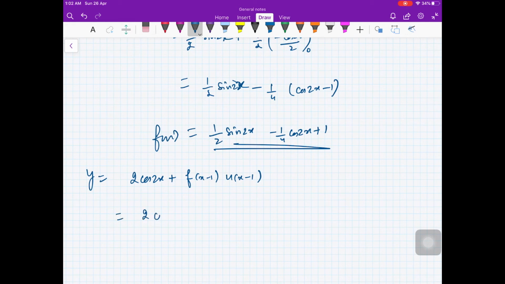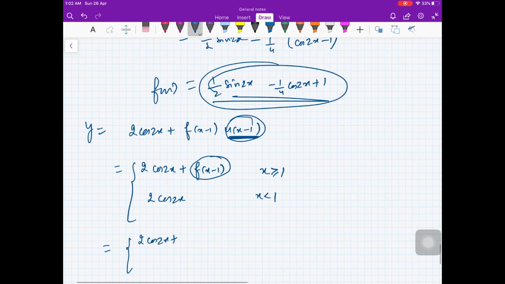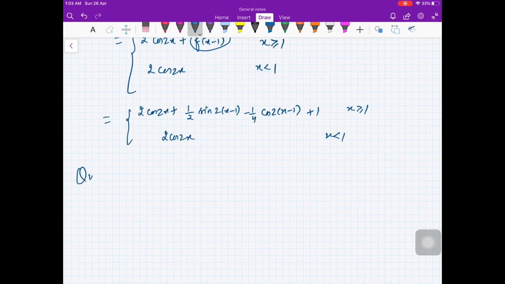You can just write it like this, or you can simplify it. So this is 2 cos of 2x plus f of x minus 1 for x greater than or equal to 1, because then it will take this value, and otherwise it takes 0. So you have 2 cos of 2x for x less than 1. Now you put f of x minus 1, replacing x with x minus 1. So 1 by 2 sine of 2(x minus 1) minus 1 by 4 cos of 2(x minus 1) plus 1 for x greater than or equal to 1, and it is 2 cos of 2x for x less than 1. So this is how you will solve that problem. Let us do one more problem, and that is the last problem.